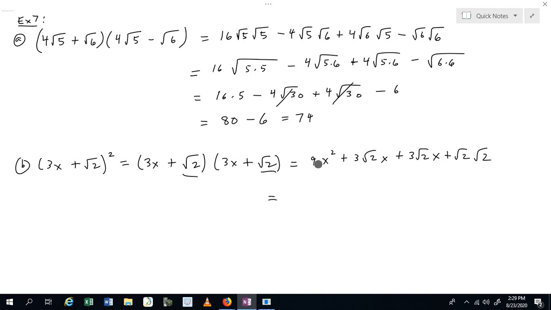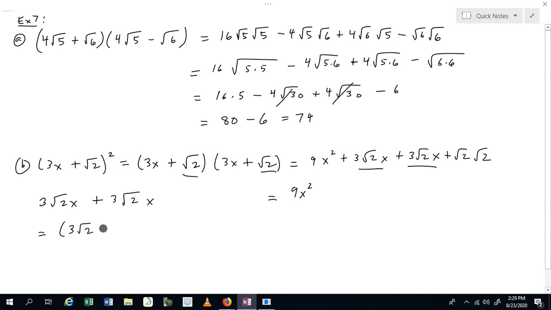Okay, so just to finish this off, this would be 9x squared. And then these are like terms, right? They're both x terms. And so I'm going to do this on the side just to make it clear as to what's going to happen. So when you add these two together, you can actually factor this x out. Okay, it's probably the best way of thinking about this. So I'm going to factor that x out. Okay, so it looks like that.